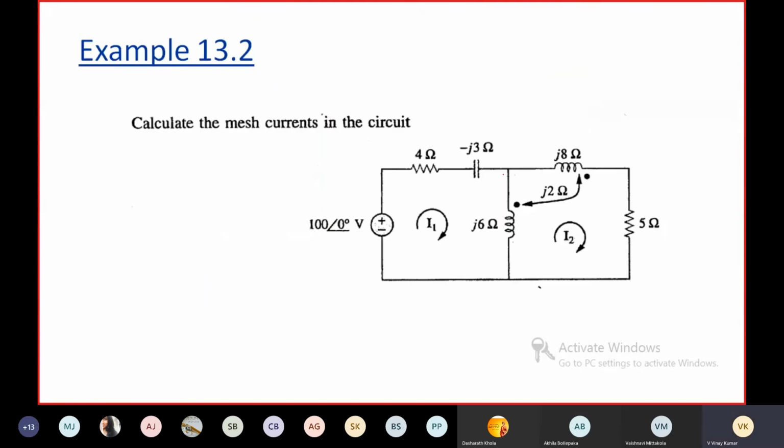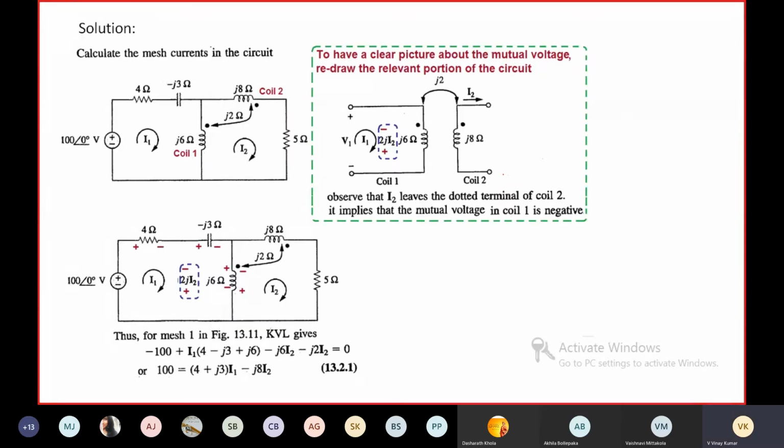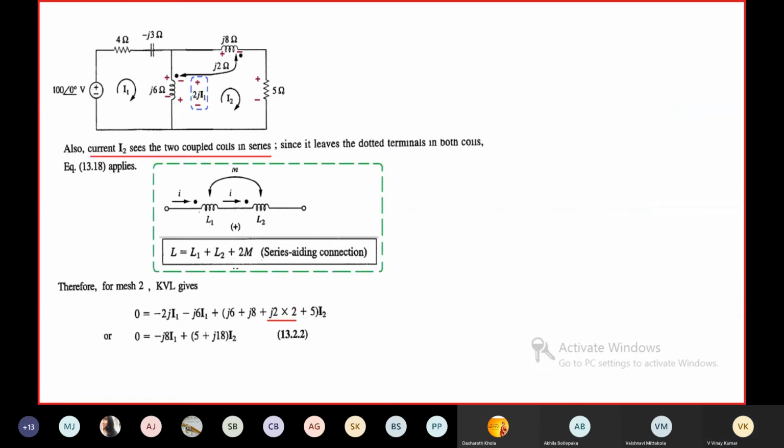This is the given circuit. Calculate the mesh currents in the circuit. In order to find the mutual induced EMF, you can have an equivalent circuit like this. Okay, then you can get the mutual induced EMF. Here you can have this.